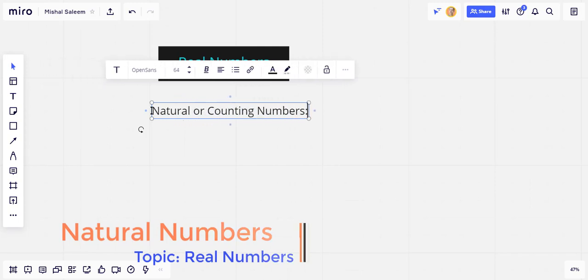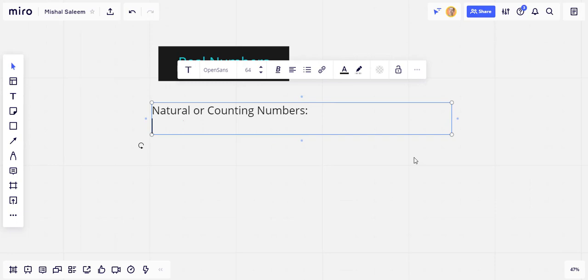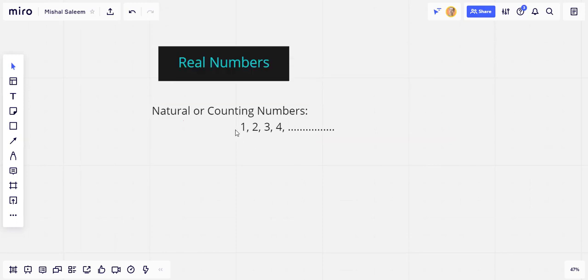Natural numbers or counting numbers are those numbers that have the concept of all the numbers except for 0. They have no such concept of 0 as a number. So all the numbers that start from 1, like 1, 2, 3, 4, and so on up to infinity, as numbers are infinite. So you see in the beginning there is no 0, which means there is no 0 as a number.